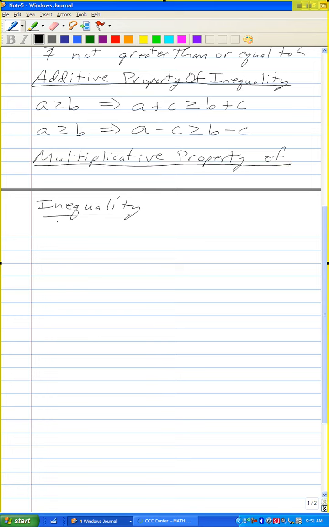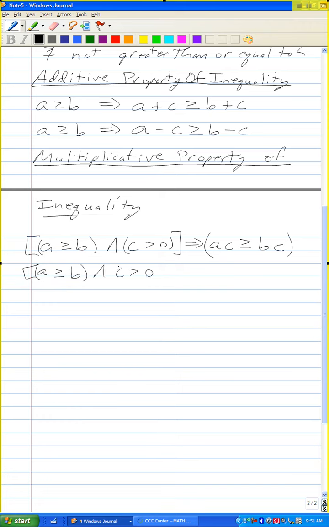And so, suppose I have some inequality, and suppose I have a positive constant. Then I can multiply both sides of my inequality by the same positive quantity, and my inequality remains invariant. Similarly, I can divide both sides of my inequality by the same positive constant, and my inequality remains invariant.